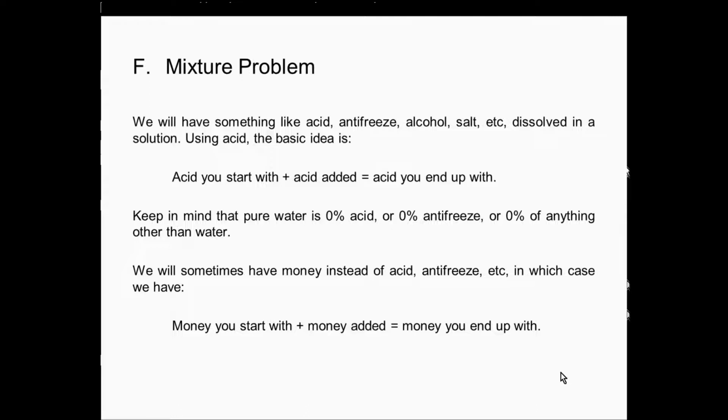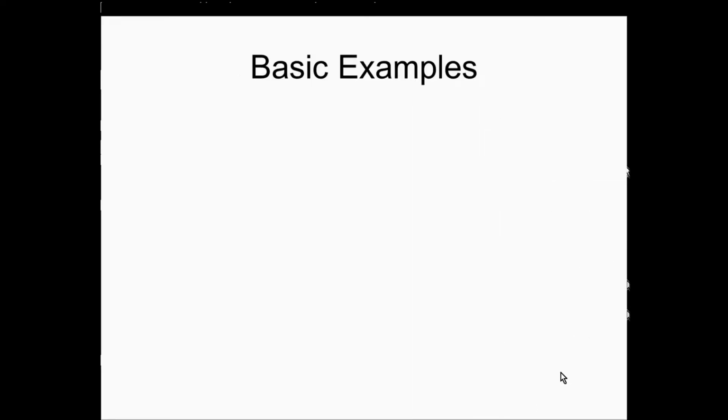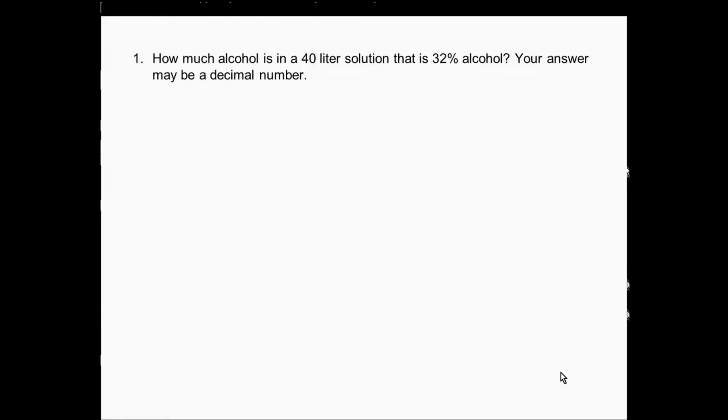Let's look at a couple of basic examples, which are going to be the foundation for the harder ones. So some basic examples. Okay, number one says, how much alcohol is in a 40-liter solution that is 32% alcohol? Your answer may be a decimal number. So how much alcohol is in a 40-liter solution that is 32% alcohol? Okay, change the 32% to a decimal, 0.32.